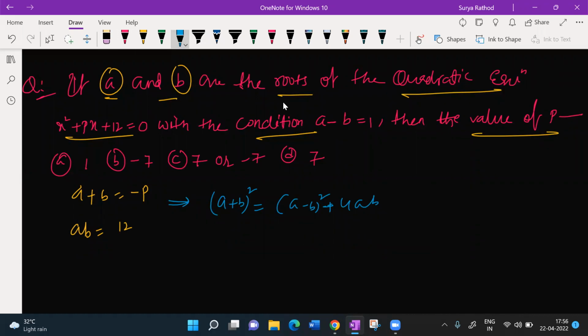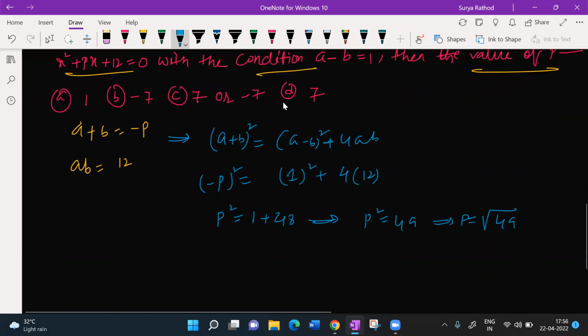Now look at it here. A plus B whole square is minus P whole square. A minus B value we got is 1, which is 1 square. 4 into AB value is 4 into 12, that is 48. So P square is 1 plus 48, so P square is equal to 49. Now P value is the square root of 49, which is 7. It can be 7 plus or minus, so plus or minus 7. How many of you got the answer?